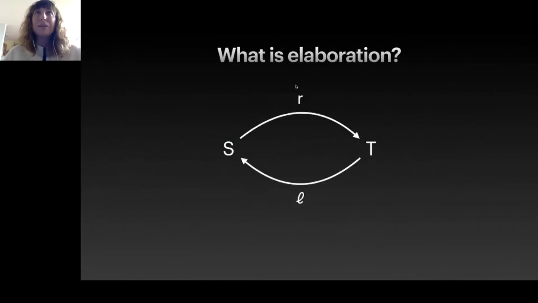Okay, so to answer the question, what is elaboration? I'll give you this diagram. This is sort of our guide throughout the talk. We start with some finitary type theory. So just imagine any type theory. It might be a little ill-behaved. T here on the right-hand side. And then we want to have a nice theory S and sort of the two maps between them.